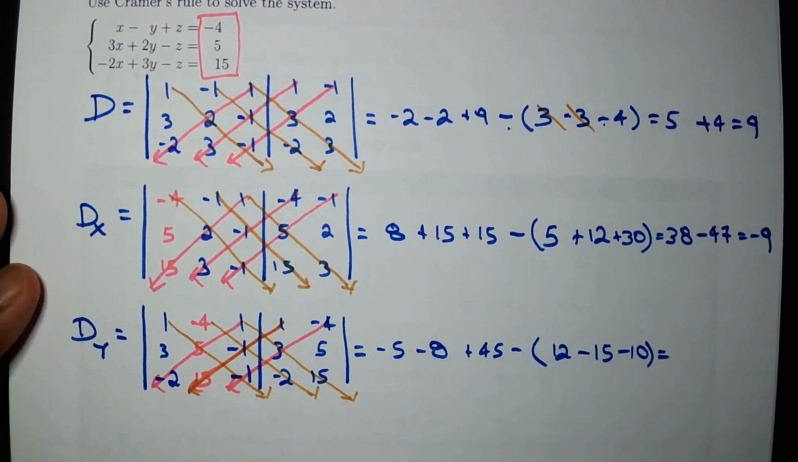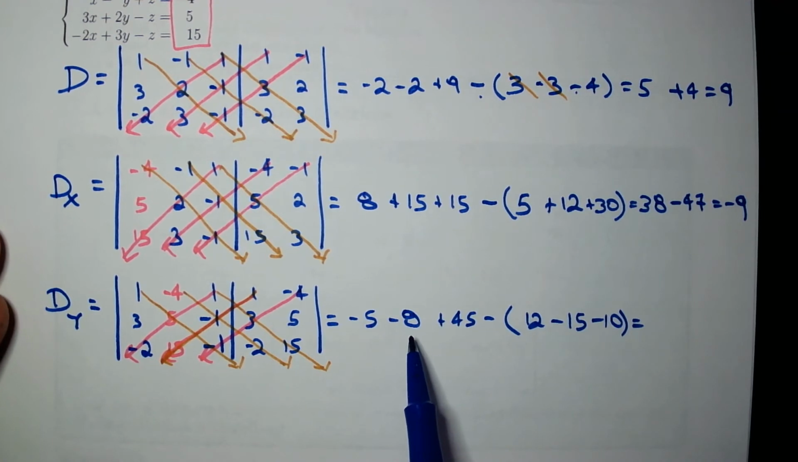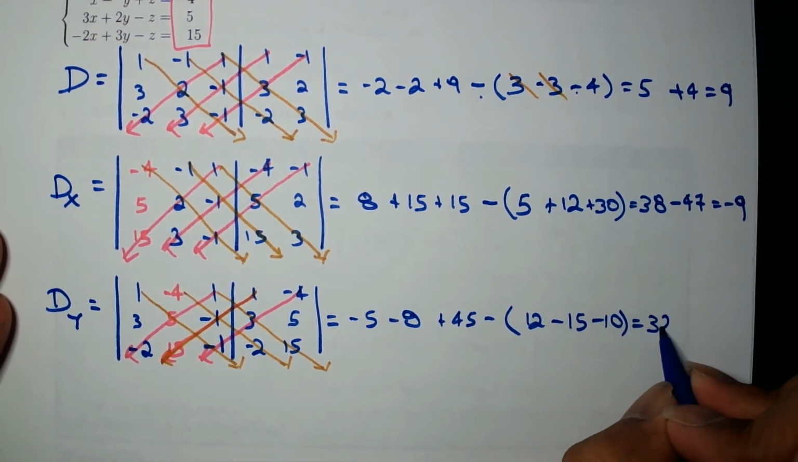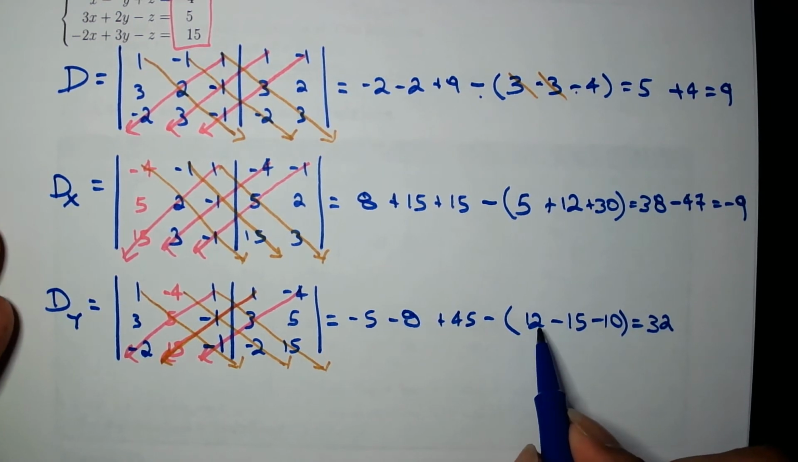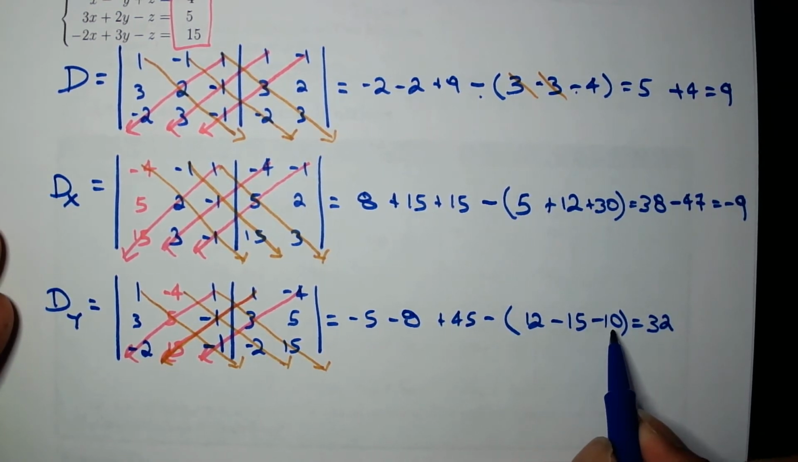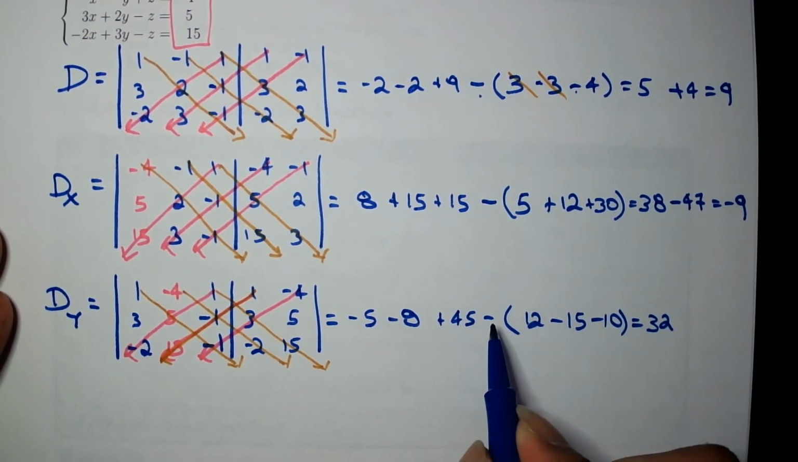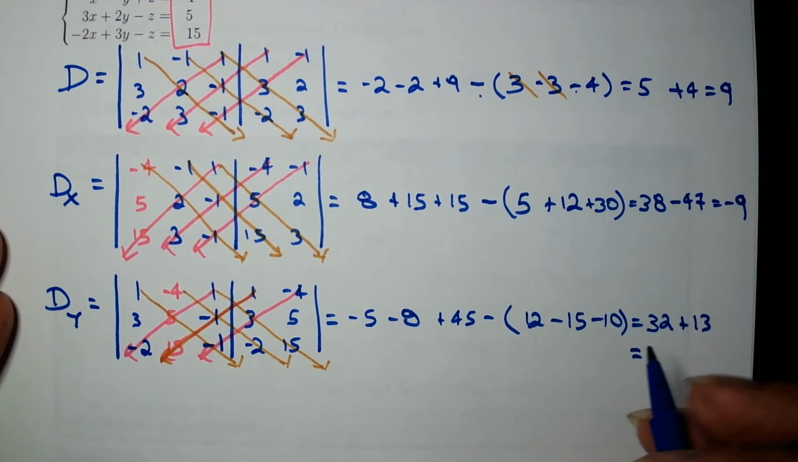All right, so let's simplify this. Negative 5 minus 8, that's negative 13. Negative 13 plus 45, that's positive 32. And then minus, in this case, be careful because we're going to have 12 minus 15 minus 10, which is going to give us negative 13. This quantity is negative 13, but minus negative 13 turns into plus positive 13, which equals 45.